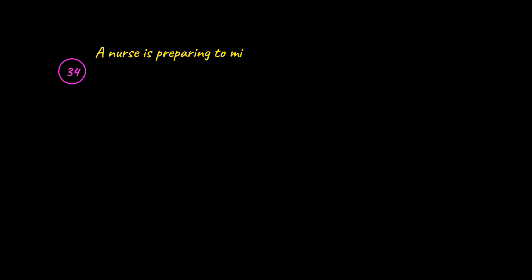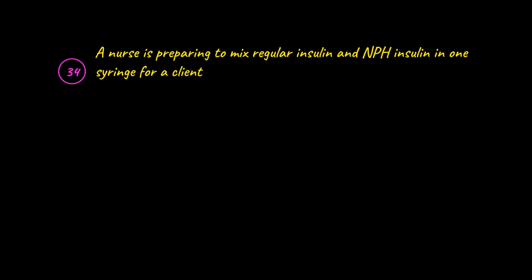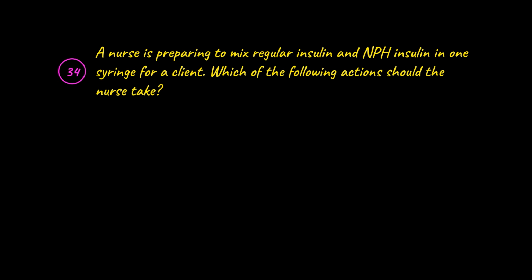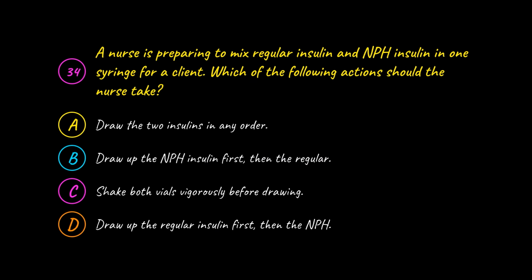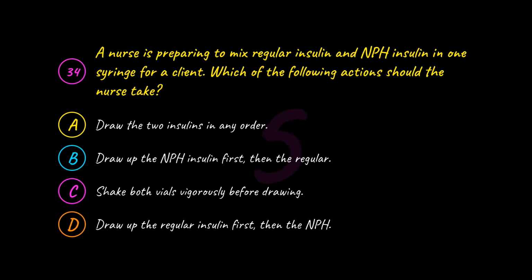Question 34. A nurse is preparing to mix regular insulin and NPH insulin in one syringe for a client. Which of the following actions should the nurse take? Your options are: A. Draw the two insulins in any order. B. Draw up the NPH insulin first, then the regular. C. Shake both vials vigorously before drawing. D. Draw up the regular insulin first, then the NPH. Take a second. Which answer would you pick?